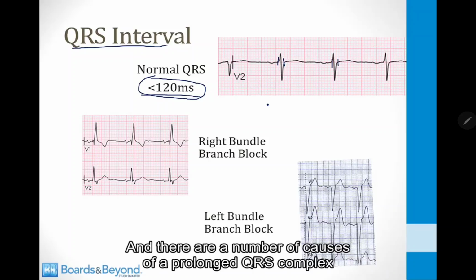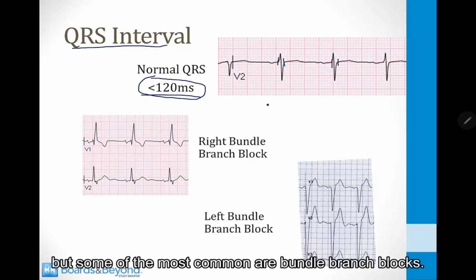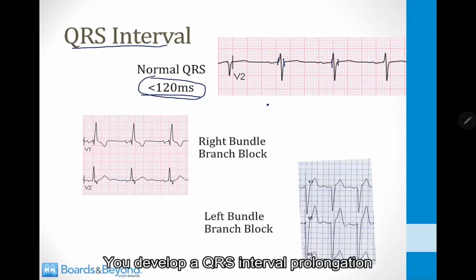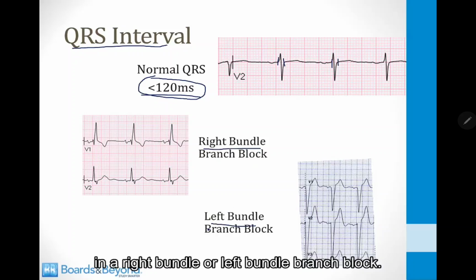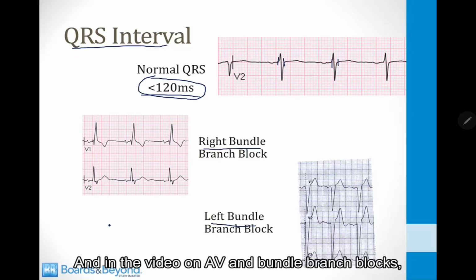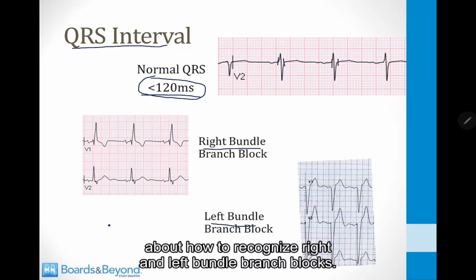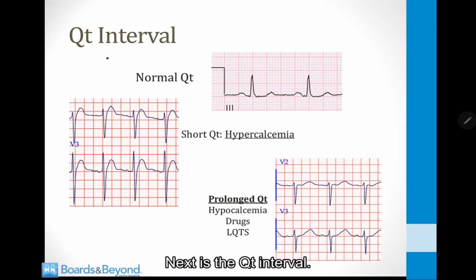And there are a number of causes of a prolonged QRS complex, but some of the most common are bundle branch blocks. You develop a QRS interval prolongation in a right bundle or left bundle branch block, and in the video on AV and bundle branch blocks, I talk in detail about how to recognize right and left bundle branch blocks. Next is the QT interval.